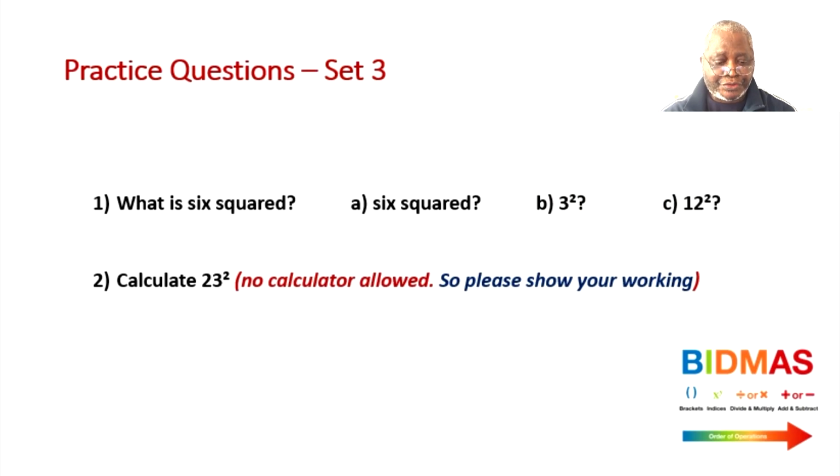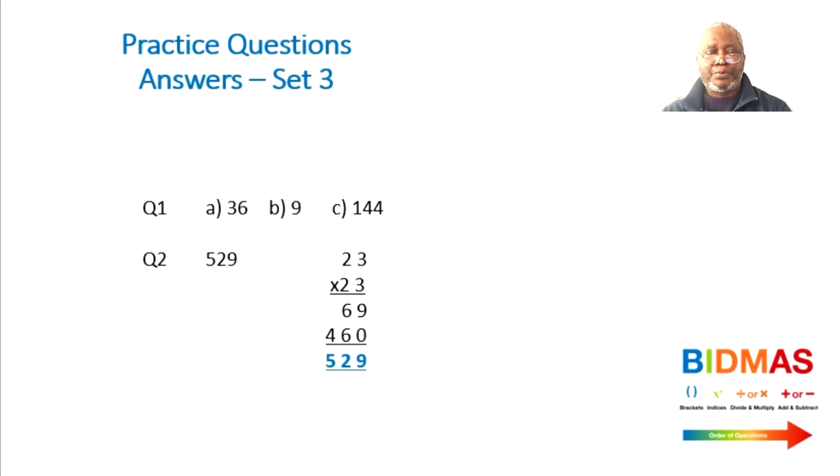Let's look at our practice questions. You've got 2 practice questions. Question 2, calculate 23 squared. You are not supposed to use a calculator, so please, you need to show your working. As I've explained to you, you should be able to do this. Apply the manual calculation method by multiplying by the unit first, and then you go below, put a placeholder, and then you multiply by the tens on the multiplier. This is your answer for set 3.